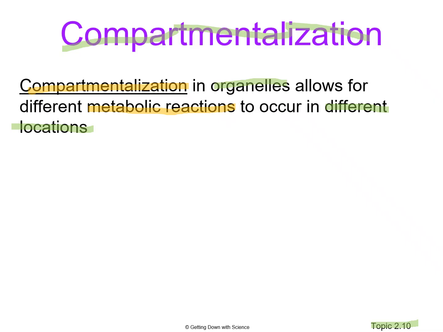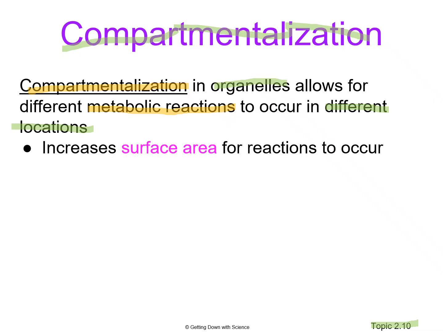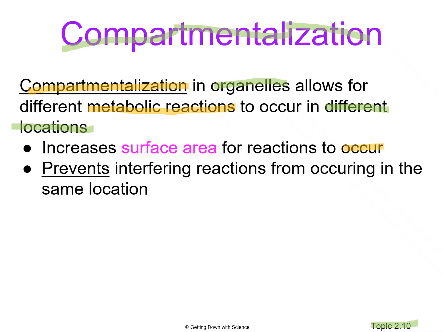Now, why is this important? Why is compartmentalization important, or what is the purpose of compartmentalization? Here are two reasons. What it does is it increases the surface area for these reactions to occur. And also, it prevents interfering reactions from occurring in the same location. So if you're compartmentalizing different stages of the reaction, it means that these reactions are not going to be interfering with each other. And those are the two main purposes or advantages of cells being compartmentalized.